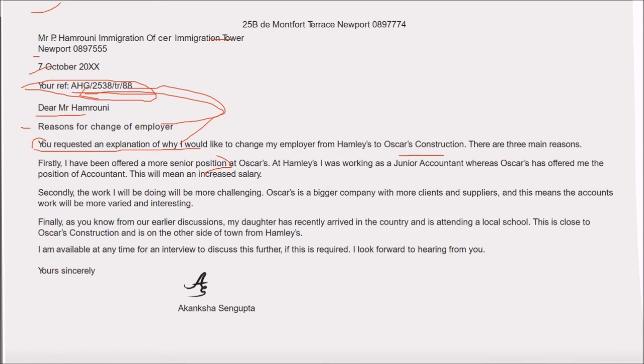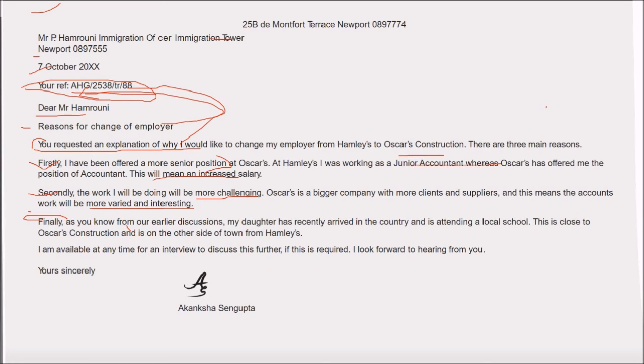Firstly, I have been offered a more senior position at Oscars. At Hamleys, I was working as a junior accountant, whereas Oscars have offered me the position of accountant. This will mean an increased salary. Secondly, the work I'll be doing will be more challenging. Oscars is a bigger company with more clients and suppliers, and this means the accounts work will be more varied and interesting.